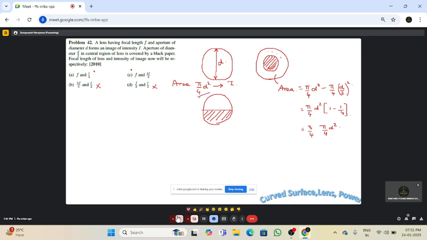For the full area I got an intensity of I. Now I have only 3/4 of the area. That means the intensity of light falling on the lens, only 3/4 is passing through. So that means 3/4 of the original intensity. So I think this will be the correct answer. Any doubts? Basically you just have to find out the area.